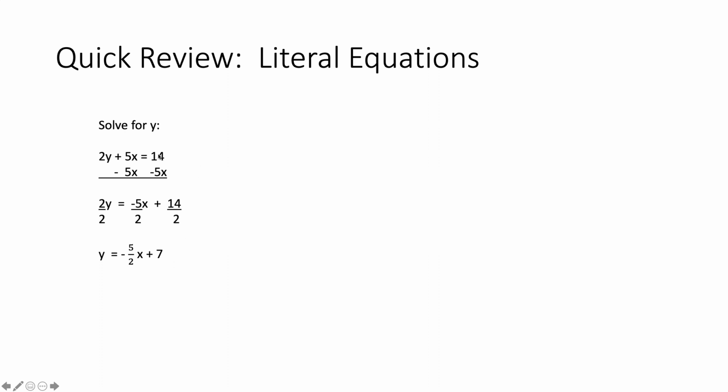So if I am ever given a linear equation that looks like this, 2y plus 5x equals 14, that is to say the y's and the x's are on the same side, or the y is not all by itself, you need to transform it so that the y does get all by itself. And that's what literal equations were all about. We did that work earlier in the year. So here's another one. Solve for y. Go ahead, we'll do a stop and start now.